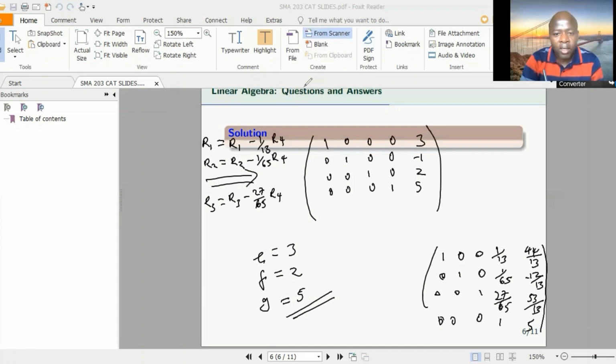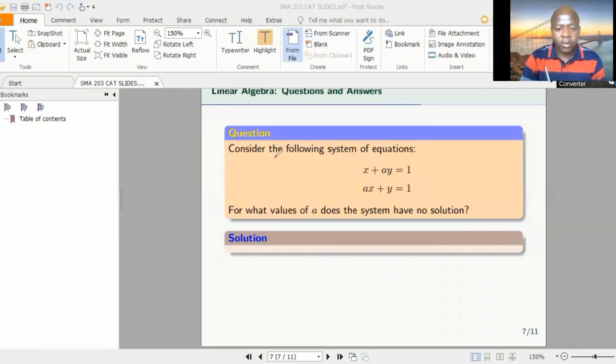Now let's look at the next question. This question says, consider the following system of equations, and the system of equations is here. X plus AY is 1, AX plus Y is 1. For what value of A does the system have no solution? And that is the question I want us to answer.